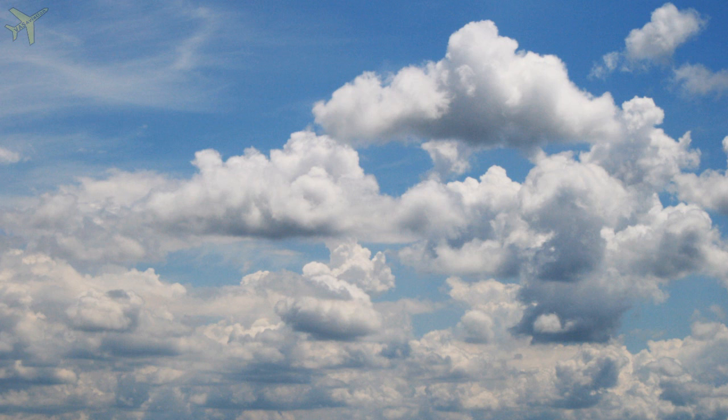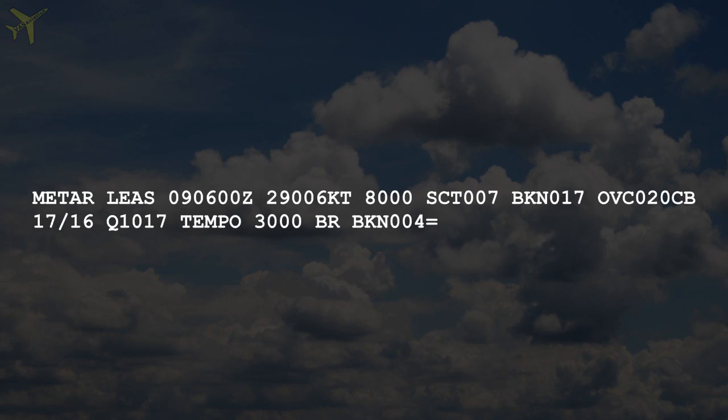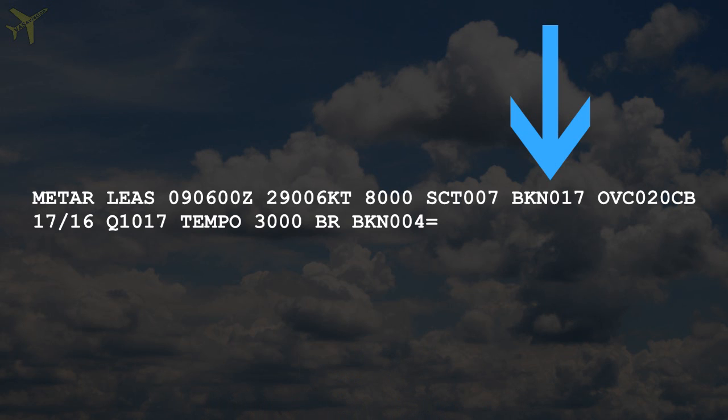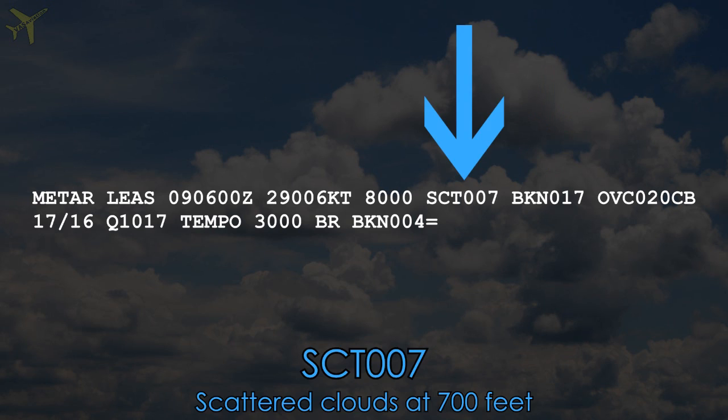The height of the clouds will follow immediately after the amount. This will appear in hundreds of feet based on QFE or airport level. For example, broken clouds at 1,700 feet will appear as broken 017. Scattered clouds at 700 feet would appear as scattered 007.